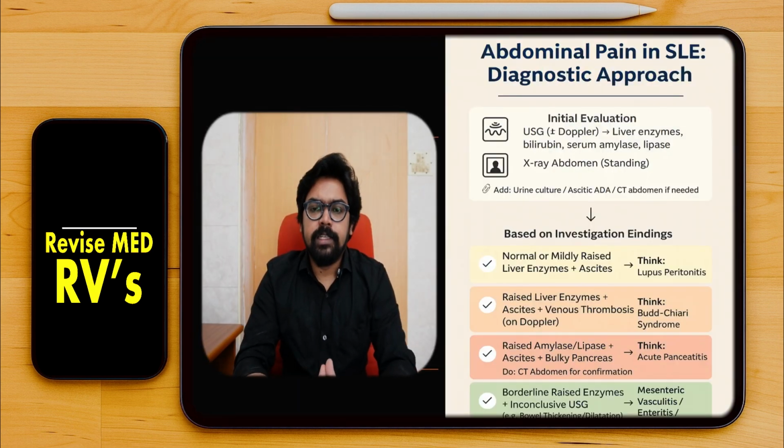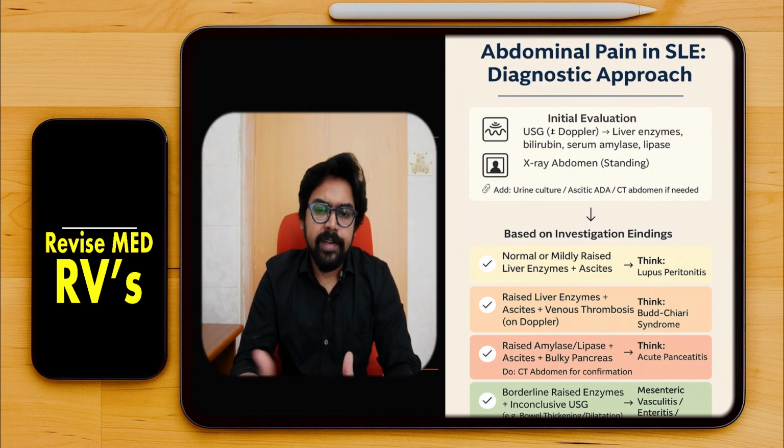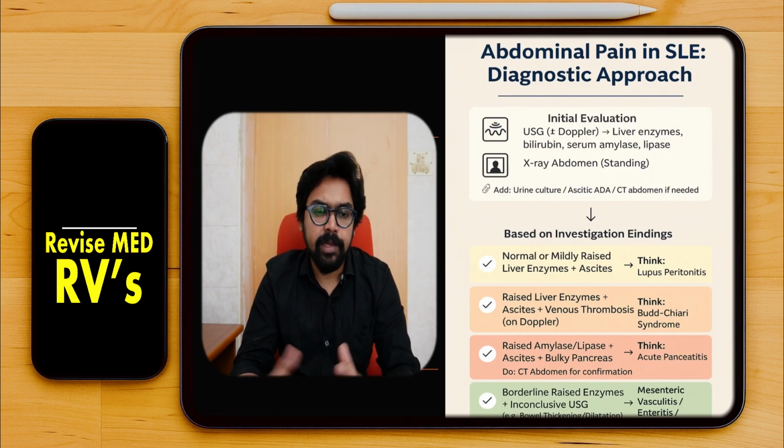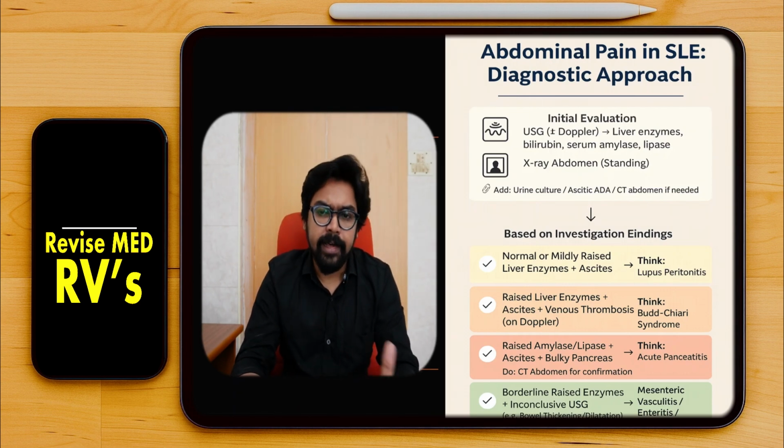This is one of the simplified approaches in case of abdominal pain in SLE. After history as well as initial evaluation, you have to do USG abdomen or CT depending on whether they are having red flag signs or not. If they are having red flag signs, don't wait for USG or X-ray, go directly for CT abdomen.